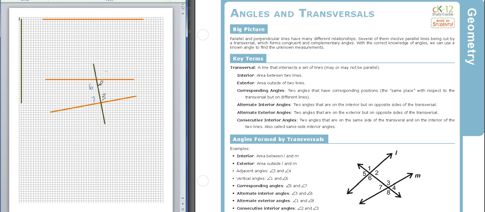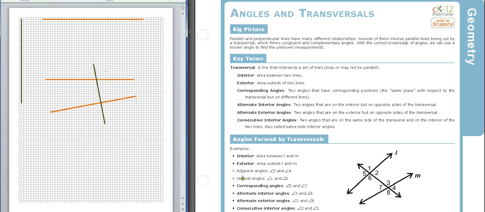Now, you also have, as we talked about previously, adjacent angles and vertical angles. Adjacent angles are going to be the ones that share a side. So you've got adjacent angles 3 and 4, and adjacent angles 1 and 2. You can also have adjacent angles 2 and 6, as long as they share the same side.